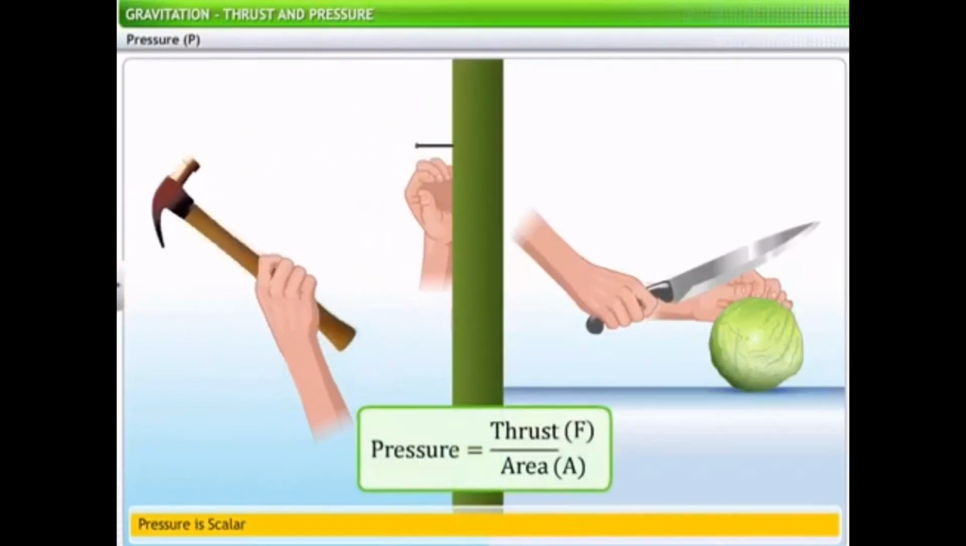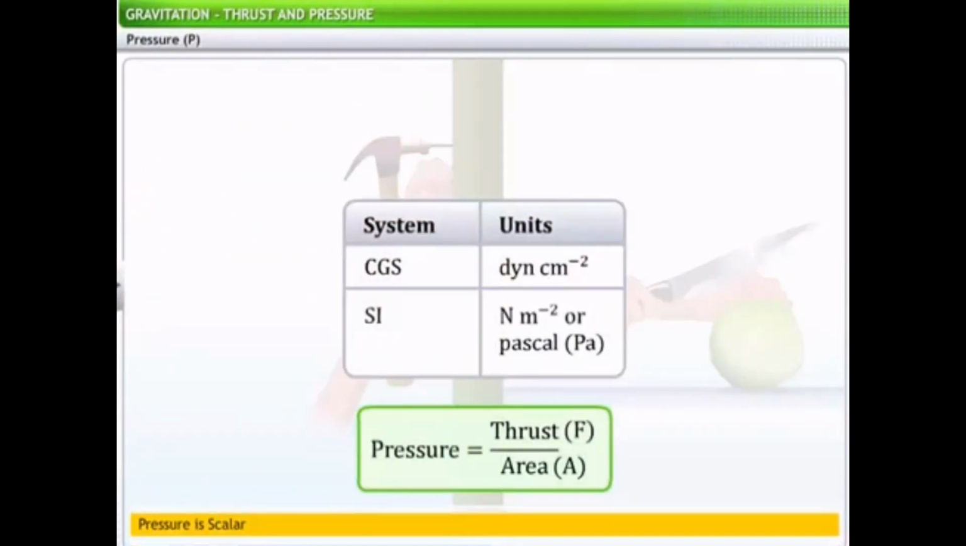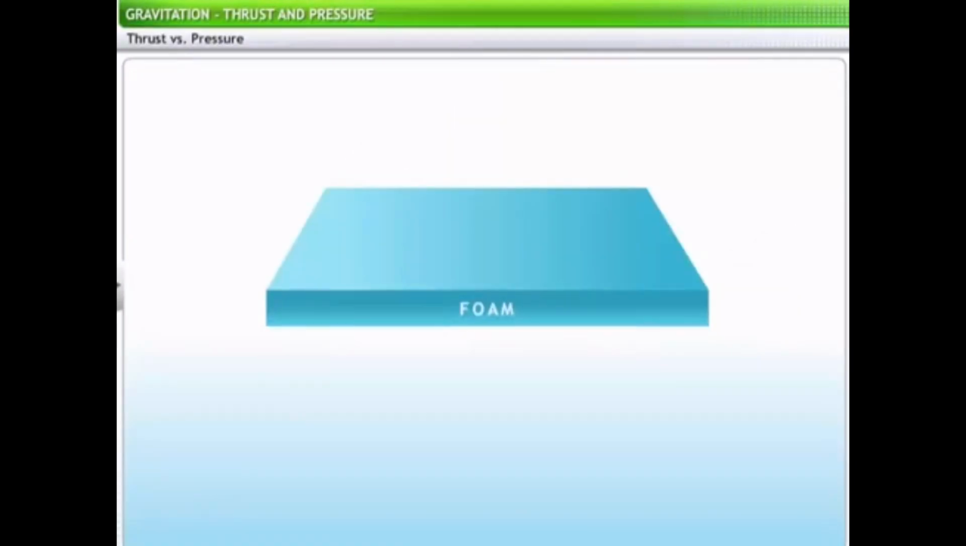Pressure is a scalar and is measured in dyne per centimeter square in the CGS system, or Newton per meter square, or Pascal, denoted by Pa, in the SI system. Another example will help illustrate further the distinction between thrust and pressure exerted by a body.